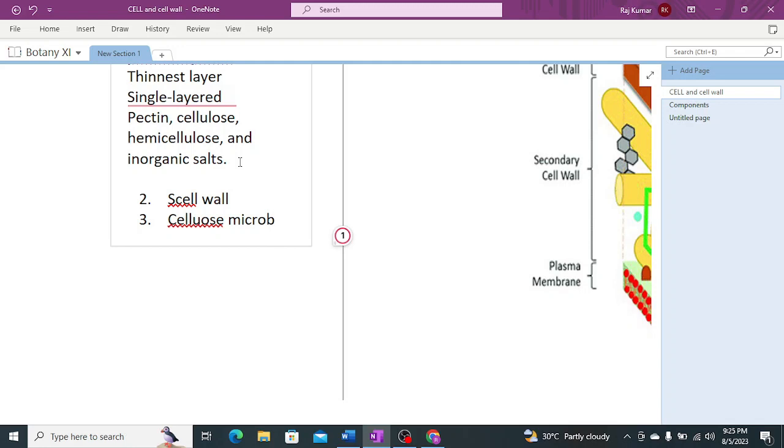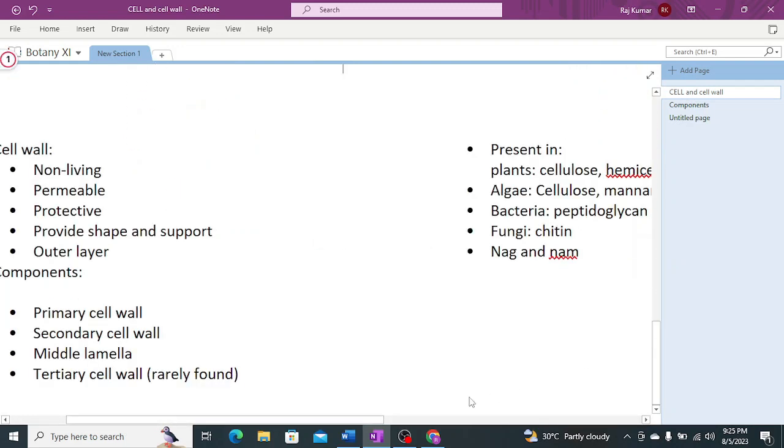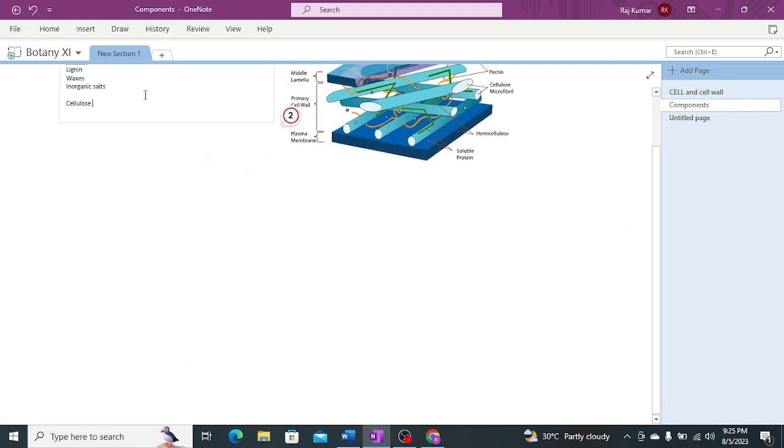And lignin is what? Lignin is a polysaccharide, and it is a very strong, sticky polysaccharide which provides strength, shape, and mechanical support to the cell in which it is present, and overall to the plant in which it is present as well. So it is made up of the following components: cellulose, lignin, waxes, inorganic salts, and pectin.